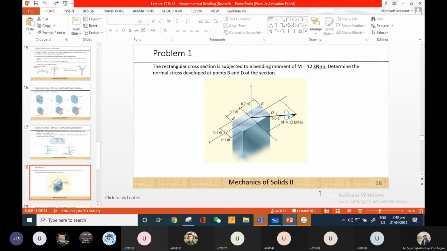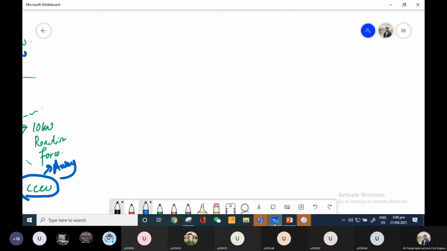Yes, sir. So in this question, there is a rectangular cross section on which a moment of 12 kilonewton meter is acting, and we have to figure out the normal stresses at points B and D. B is this top left and D is this bottom left. So let me just plot it quickly on this whiteboard.